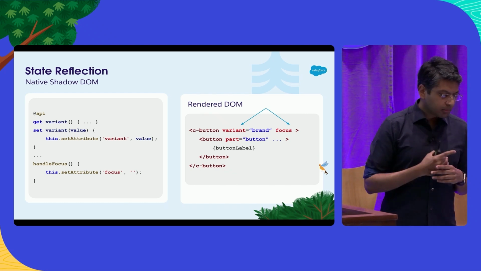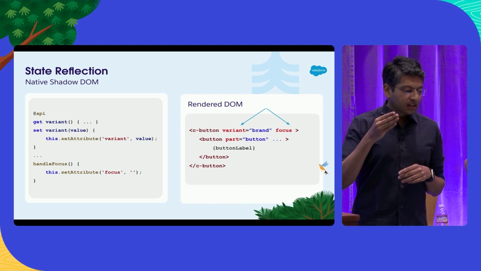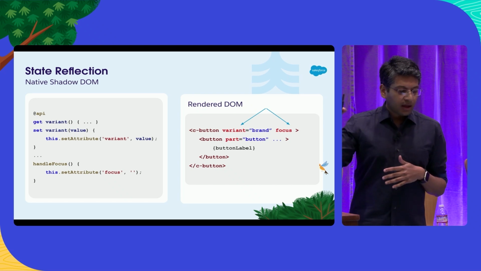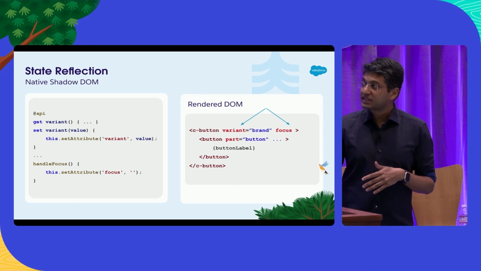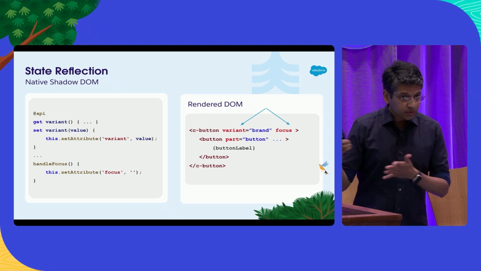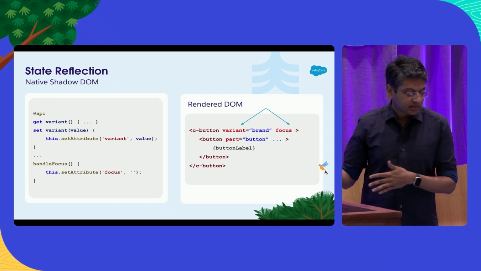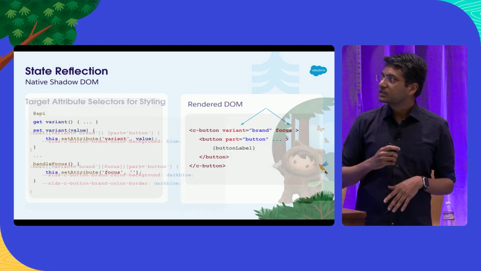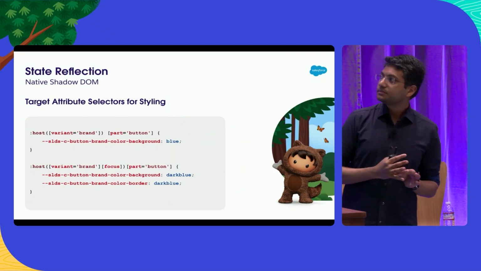So you have your custom button, which is C button, and then the variant equals brand, or whatever, success or destructive, and you have focus as well being set on the host element. Now you'd use these attribute selectors along with the part attribute to style your component. Let's take a look at the example for that.